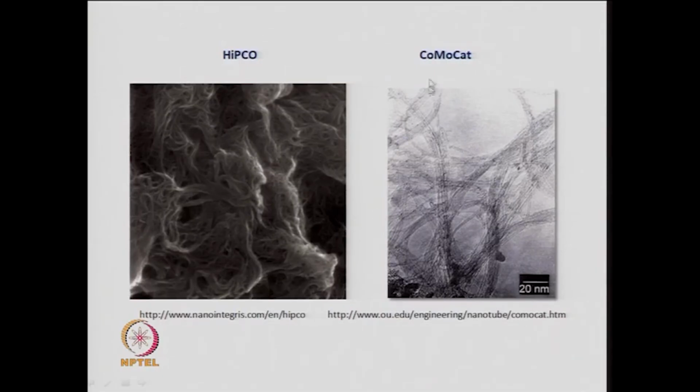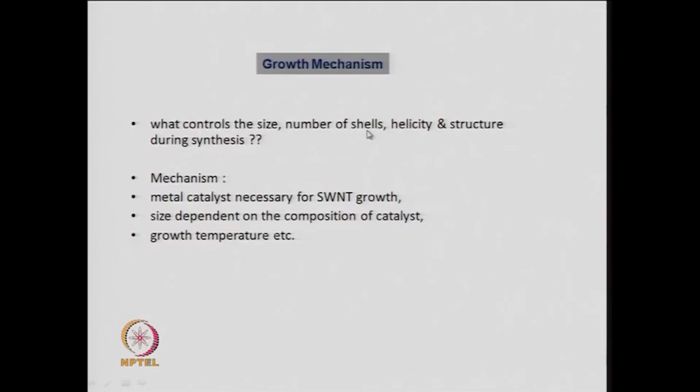Here you are using a catalyst of cobalt and molybdenum, and here you are using iron pentacarbonyl as a catalyst. Now, to understand the growth mechanism, because we need to know how to control the size of these nanotubes, how to control the number of shells in this multi-walled nanotube, the helicity, that means the chirality, and other structural aspects of the nanotubes, how do you control them during synthesis.